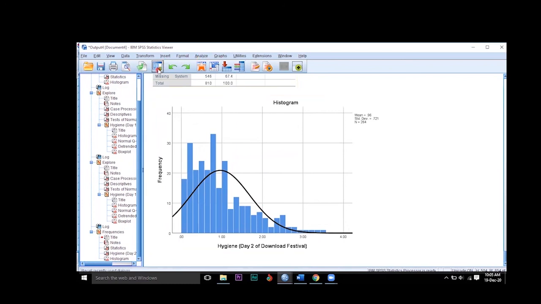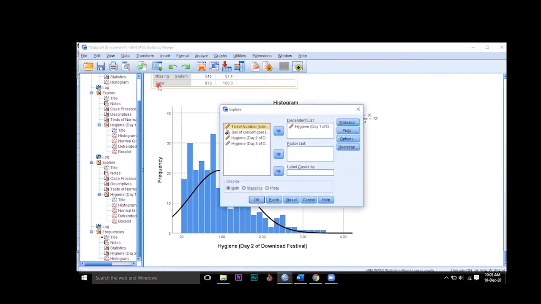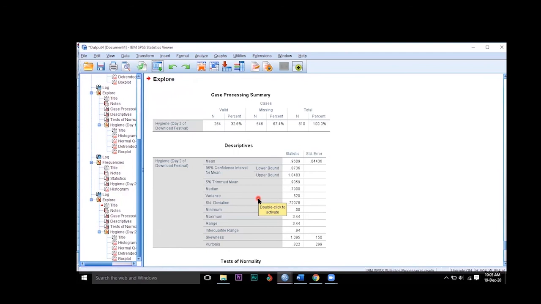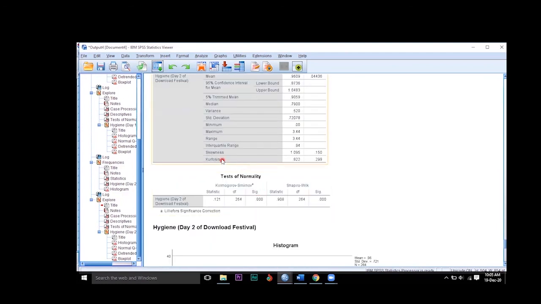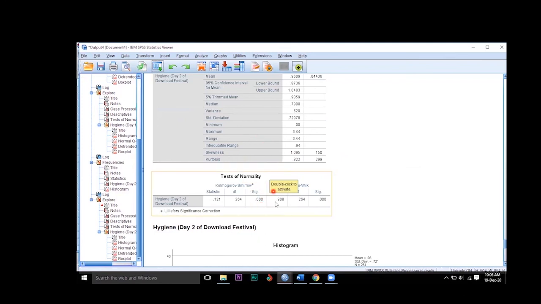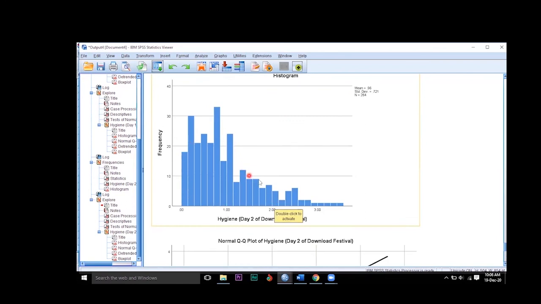Then we go towards the data. Simply go into Explore, get the variable back, and then move day 2 forward and just press OK, and the rest of the menu should remain the same. Here skewness is more than 1, so the data is definitely skewed. Now the test of normality shows the probability is less than 0.05. The test shows the data are non-normal. This table shows non-normal. The histogram also shows a big tail on the right side.